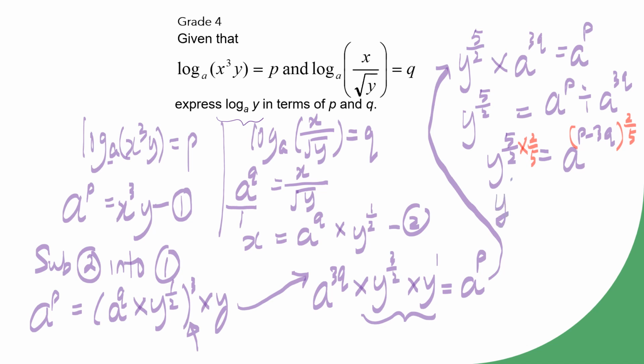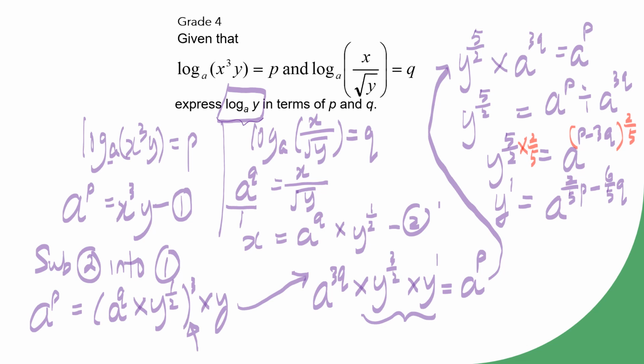So you will have y to the power 1 on the left hand side. Then the right hand side will be a to the power of 2/5 p minus 6/5 q. Okay, so I have managed to find the values of y. Then what do I do with it? Yes, you need to substitute inside here, because this is what you're asked to find. You're asked to find log y base a. So after finding the values of y, you just substitute inside there.